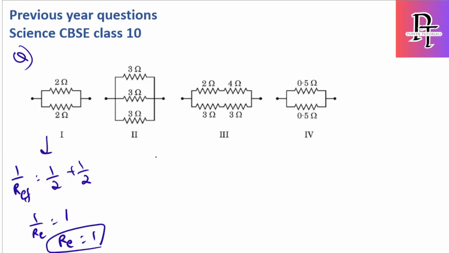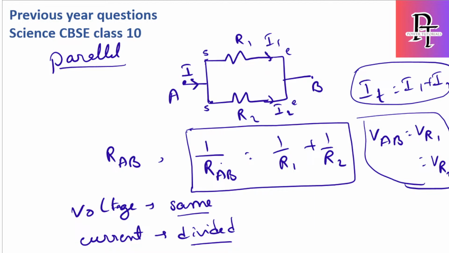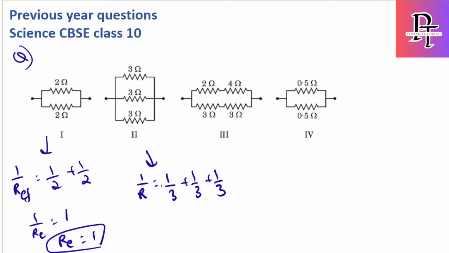Same way let's do for this. Here also all three are in parallel, so simple again. 1 by R is equal to 1 by 3 plus 1 by 3 plus 1 by 3. So why am I writing this? Because for a parallel circuit, the formula is 1 by R effective is equal to 1 by R1 plus 1 by R2. Okay. So what is 1 by 3 plus 1 by 3 plus 1 by 3? Which is 3 by 3, nothing but 1. So this R is also 1.